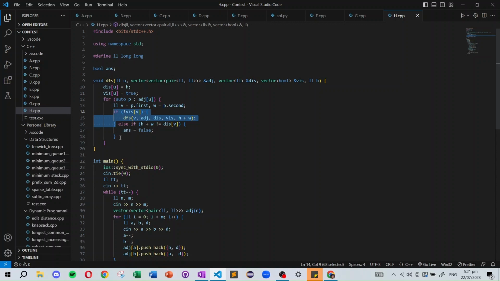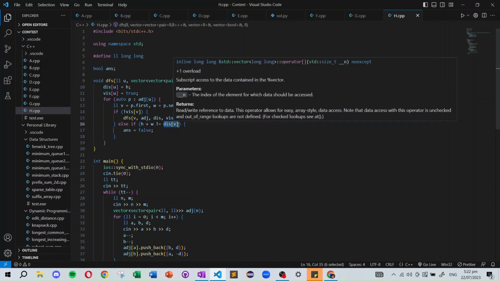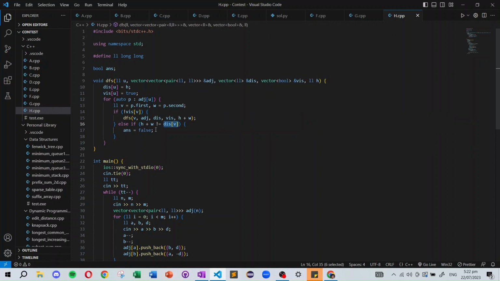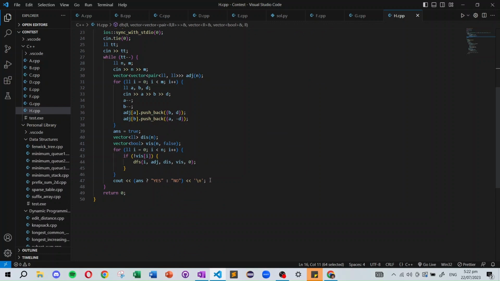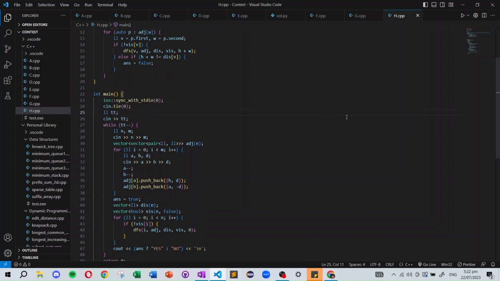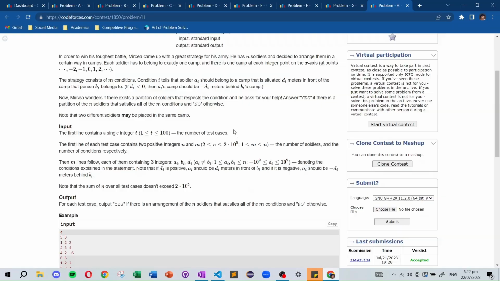Otherwise, it is visited, right? So else if the current distance, H, is the current distance in our traversal, plus the weight from u to v is not equal to the distance computed before for vertex v, then our answer is false. So that's pretty much the only condition that can make the answer no. And then in the end of our program, we just output yes or no based on the value of answer. And that's pretty much it.